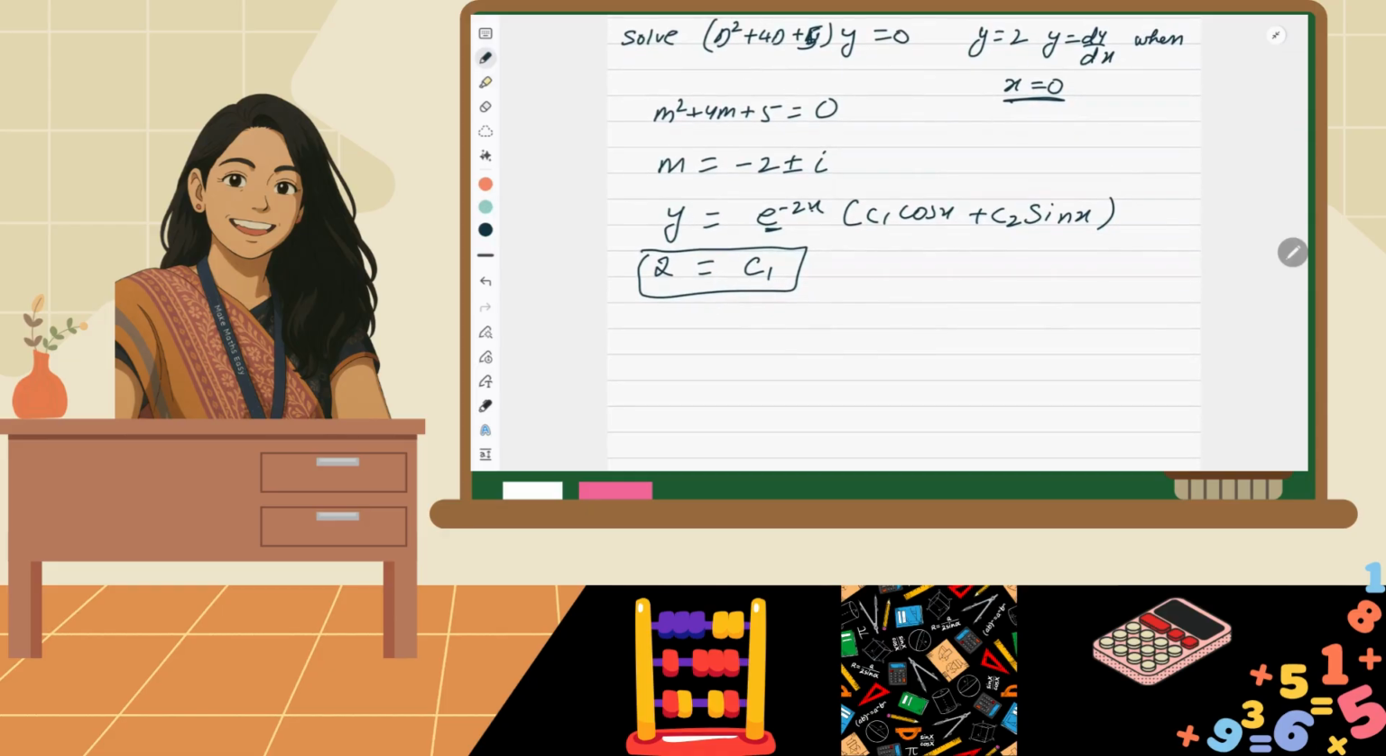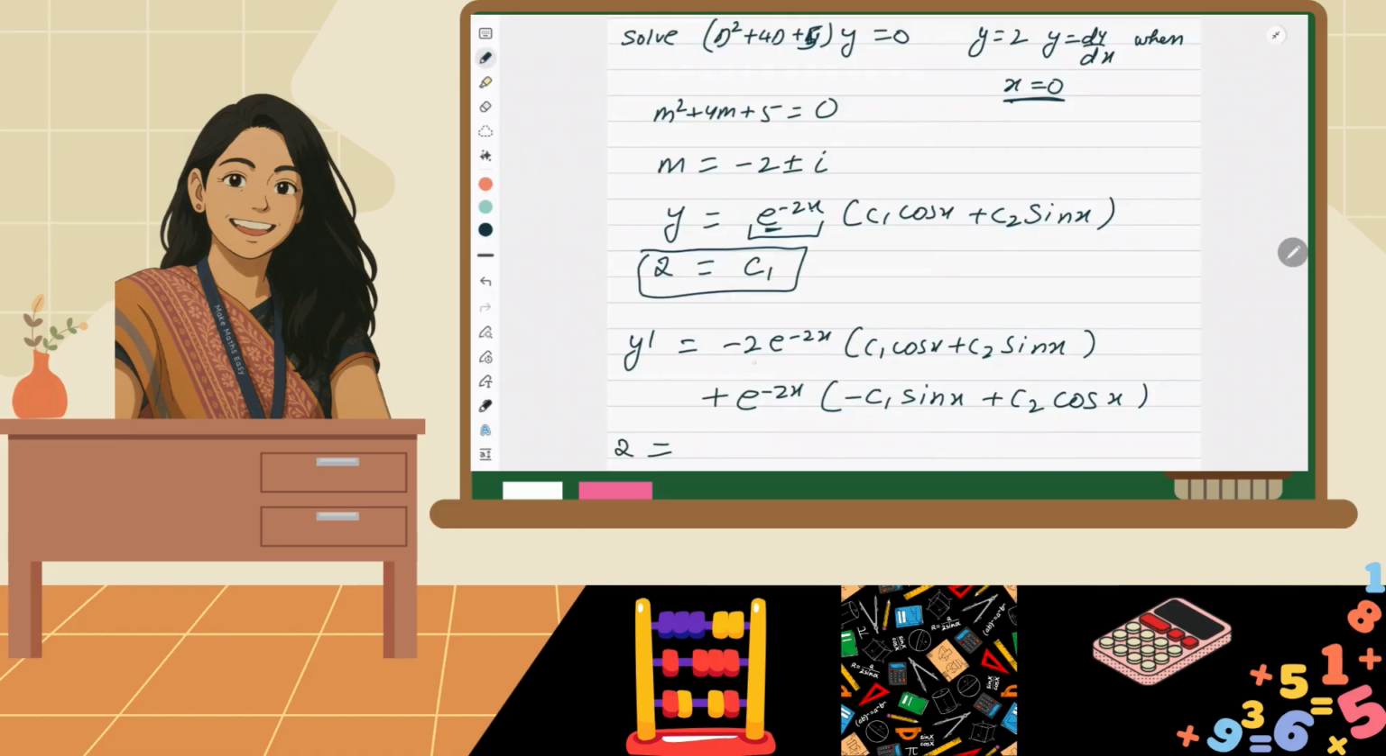Now for the derivative, I should differentiate this. So I will apply the product rule again. What is the differentiation of this? Minus 2 e to the power minus 2x times C1 cos x plus C2 sin x, plus e to the power minus 2x and the whole bracket differentiation I should do. So minus C1 sin x plus C2 cos x. Correct?